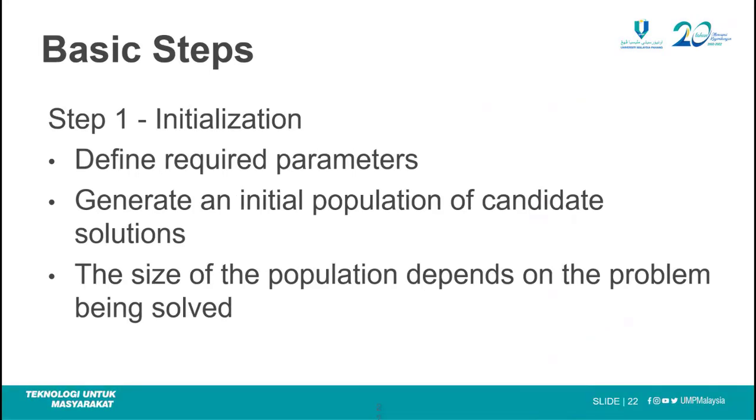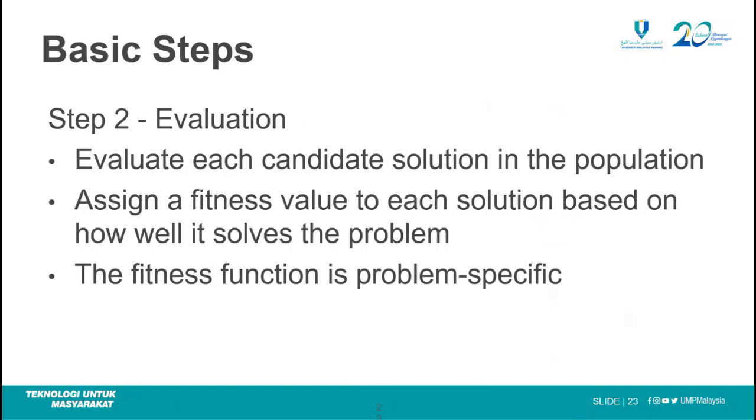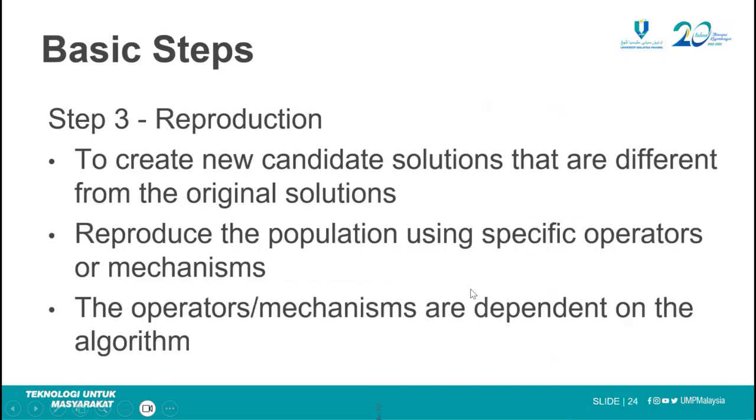Right, so initialization will define required parameters and generate an initial population of candidate solutions. The size of the population depends on the problem that we solve. Then in evaluation, we evaluate each candidate solution and assign a fitness value to each solution based on how well it solves the problem, and the fitness function is problem specific. Reproduction creates new candidate solutions that are different from the original solutions. We reproduce the population using a specific operator or mechanism, which depends on the algorithm.